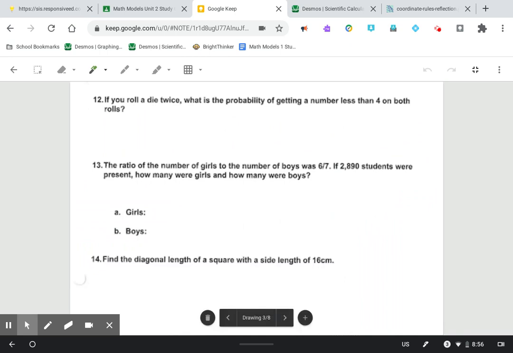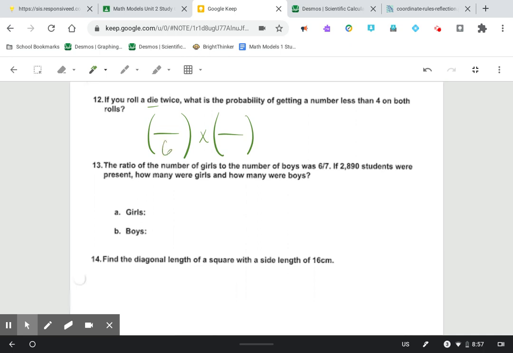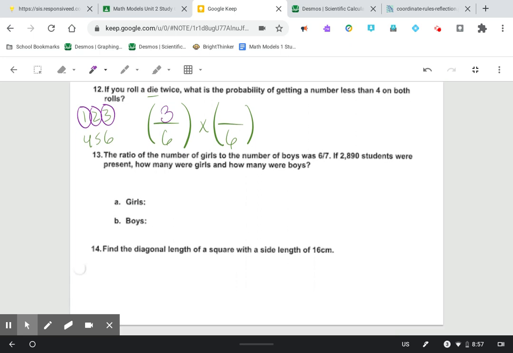Okay, so we want to get a 4 on both rolls. So we're doing another one where we have two different events. So we're going to have two fractions, and we're going to multiply those fractions together. So we know that on a die, we have 6 options. We have 6 options both times that we roll, and we want to get a number less than 4 on both. So remember, the options are 1, 2, 3, 4, 5, 6. So we want to get ones that are less than 4. So we have 1, 2, and 3 are all less than 4. So we can get 3 out of 6 on the first roll, 3 out of 6 on the second roll. Fix that 3.